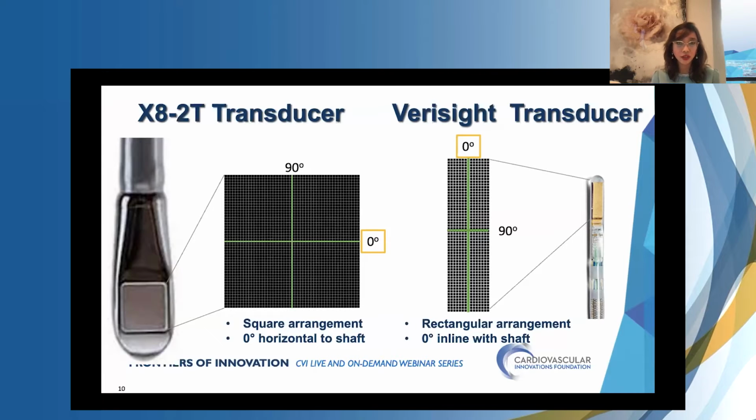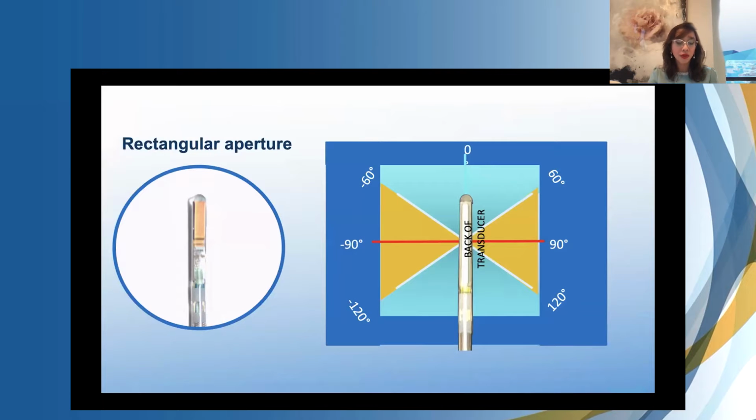And what is the difference? The difference is really during imaging, in terms of the plane orientation between the TE and your 3D ICE. On the left-hand side, on the TE, your 0 degrees angle is horizontal, but on your 3D ICE catheter, your 0 degrees angle is actually in line with your catheter. So let me explain a little bit more about this.